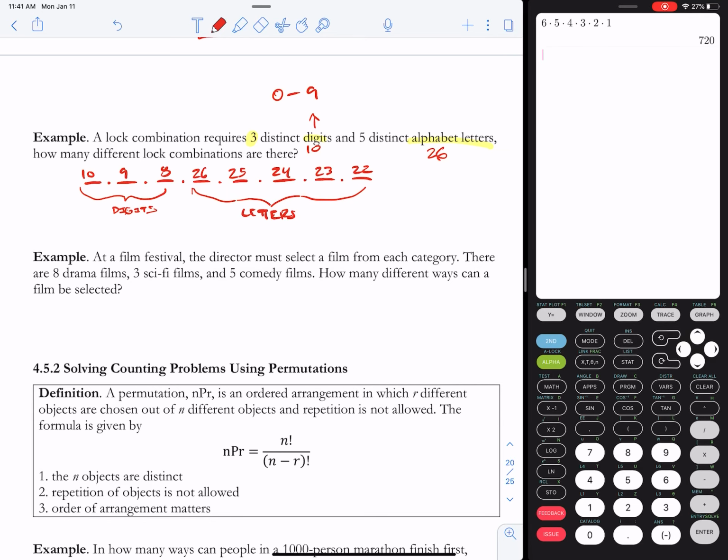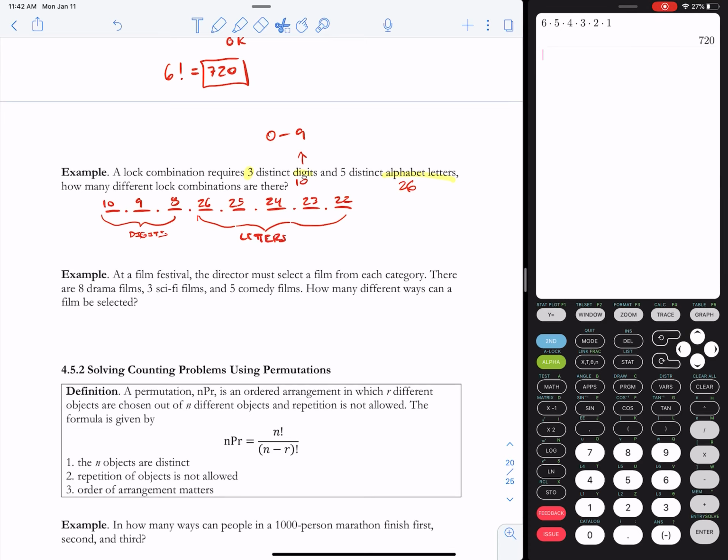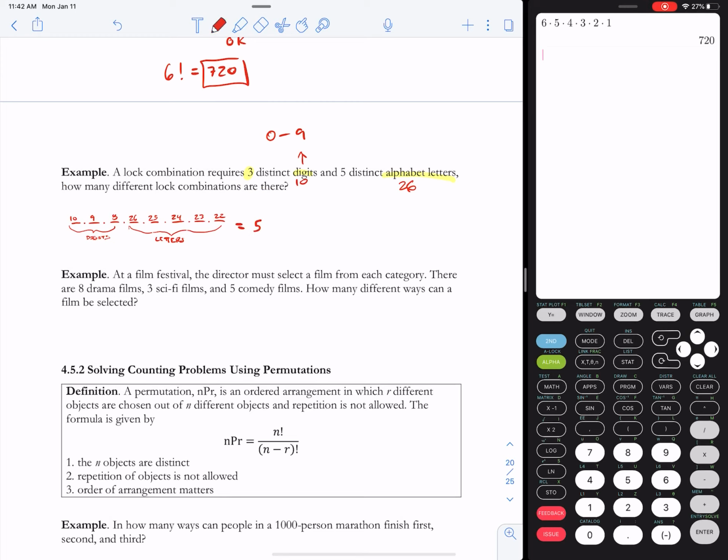Well, when you put that all in your calculator, I'm going to need a little bit more space here. Let me shrink that down. Hopefully you could see it. What you would get here is 5,683,392,000. So you would just do 10 times 9 times 8 times 26 times 25 times 24 times 23 times 22. And that's how many different lock combinations there are.